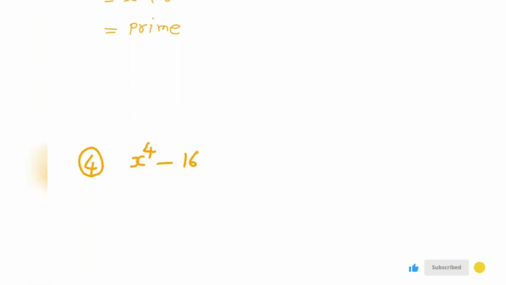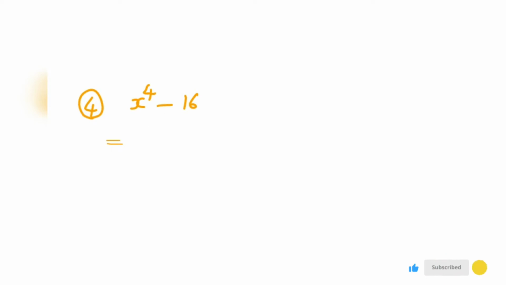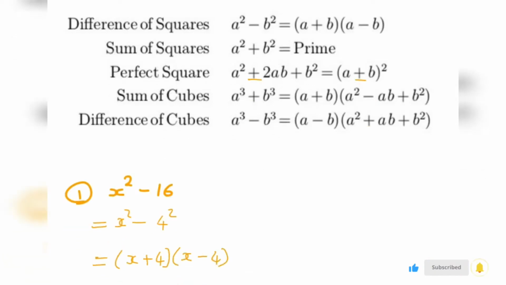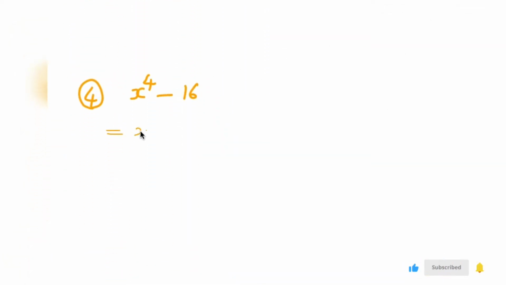We can't factorize. Okay, here x to the power 4, but we don't have this type of formula here, right? We only have difference of squares, perfect squares, and sum or difference of cubes, not fourth power. So maybe we can convert it into the difference of squares form. So let's try. x square, again square, x to the power 2 to the power 2, minus 4 square, since 16 means 4 square. So a square minus b square form, where a value is x square and b value is 4. So we can factorize as x square plus 4 and x square minus 4.